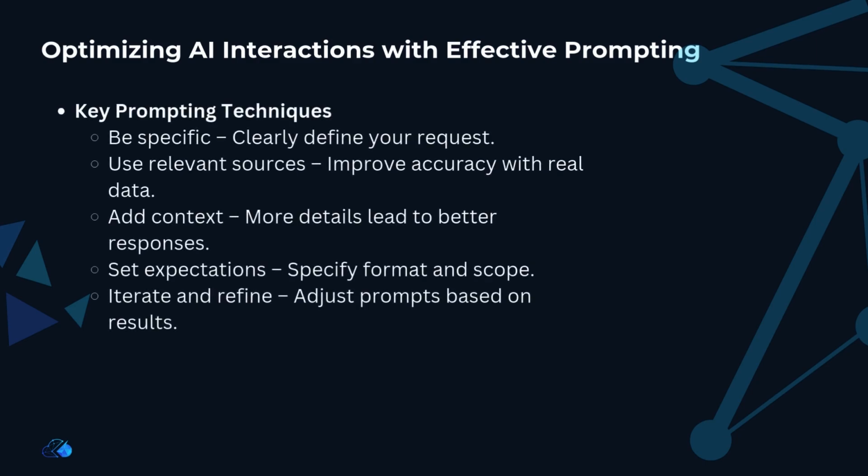Be specific about your goal. Clearly define what you want the assistant to do, and provide relevant sources. Grounding responses in real data ensures accuracy. And then add context. More information helps refine AI generated responses. And then set expectations. Define the desired format and scope for the response. And finally, iterate and refine. Adjust the prompts based on past responses to improve accuracy.